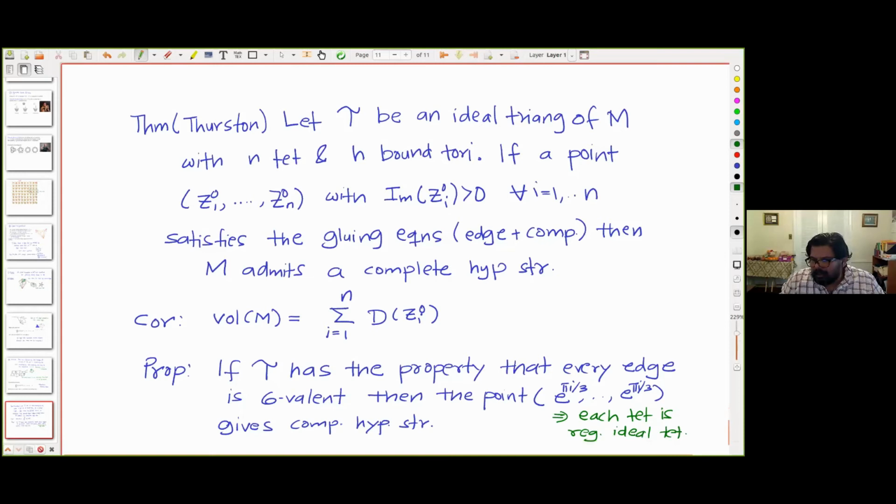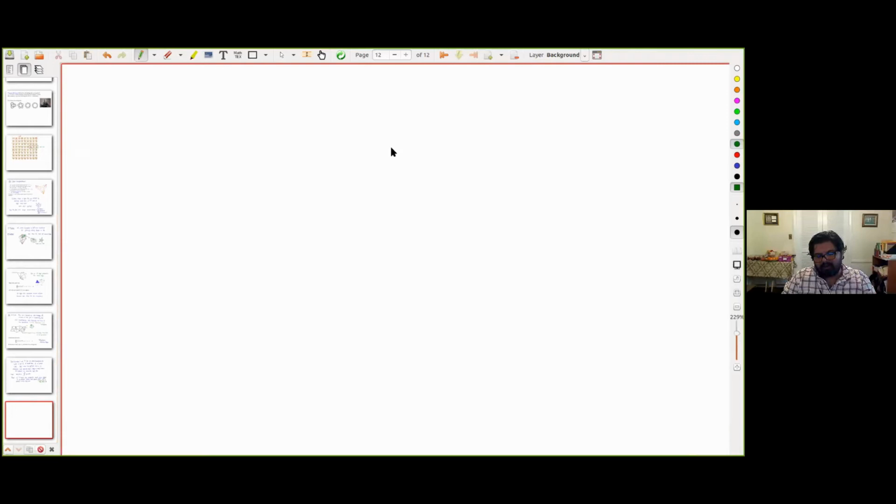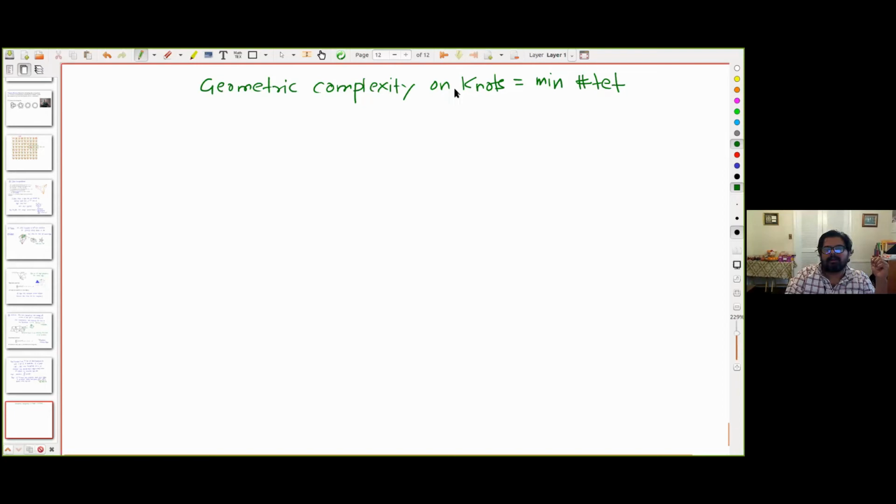tetrahedron. So just before I go into doing some examples, I just want to say that if you look at a hyperbolic knot and you ask the question, well, what is the minimum number of tetrahedra required in an ideal triangulation of that? That gives you geometric complexity on knots. So there is a geometric complexity on knots. And that is given, like you have the minimum crossing number, this is the minimum number of tetrahedra. I should say hyperbolic knots.